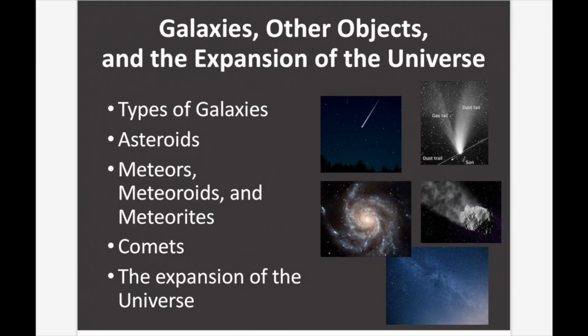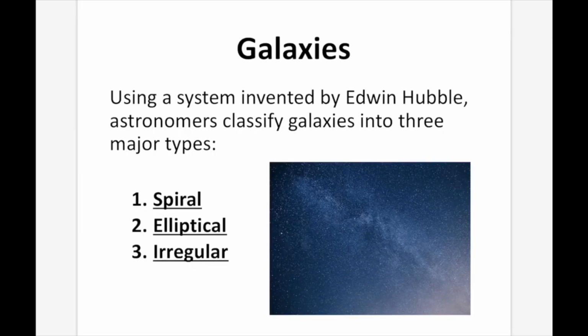Galaxies, other objects, and the expansion of the universe. In this lesson, we're talking about the types of galaxies, asteroids, meteors, meteoroids, and meteorites, comets, and the expansion of the universe.